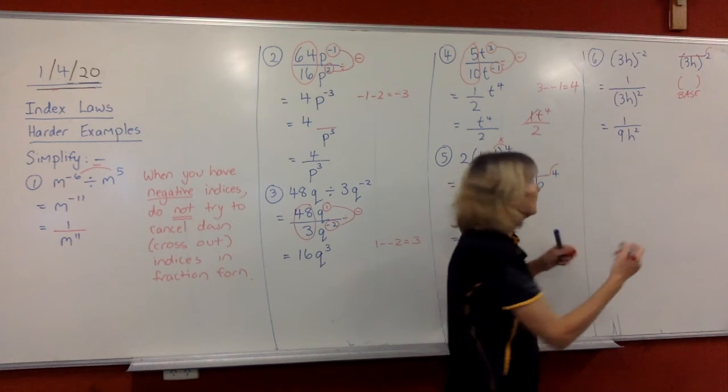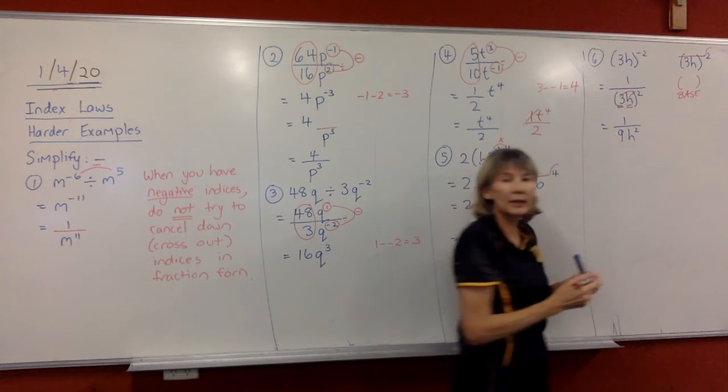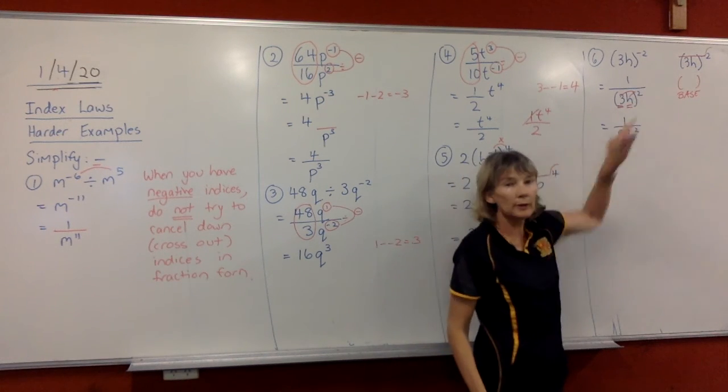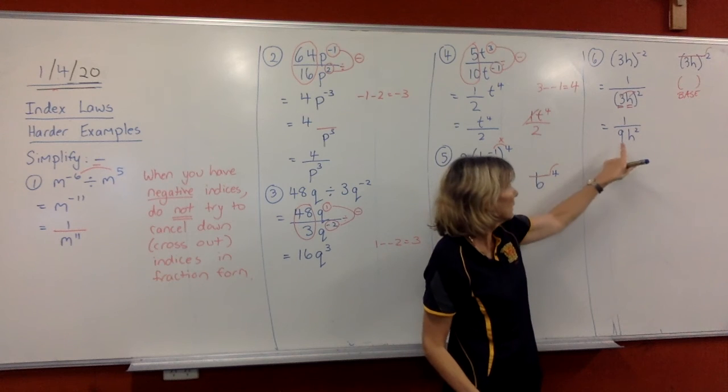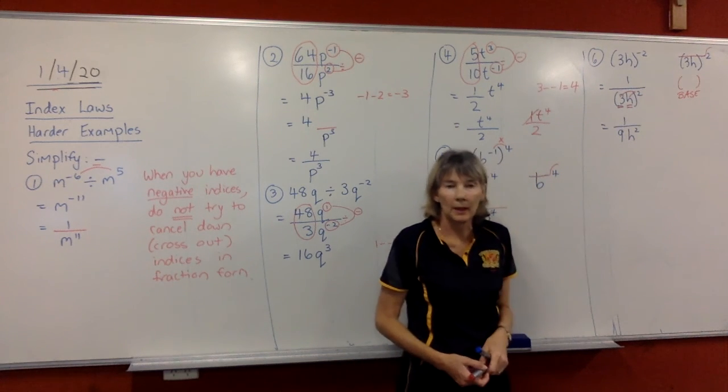Now, the last part, everything in the bracket has to be raised to the power of 2. So 3 squared, you can do that part on your calculator and you'll get 9. And then we also have to write h squared. And that's the end of the question.